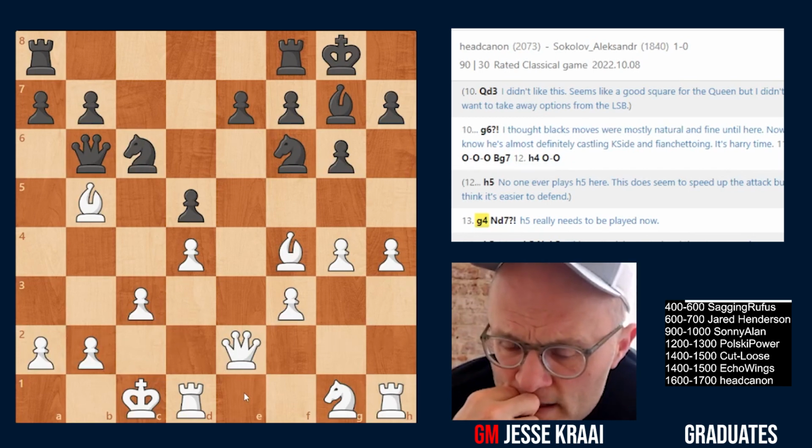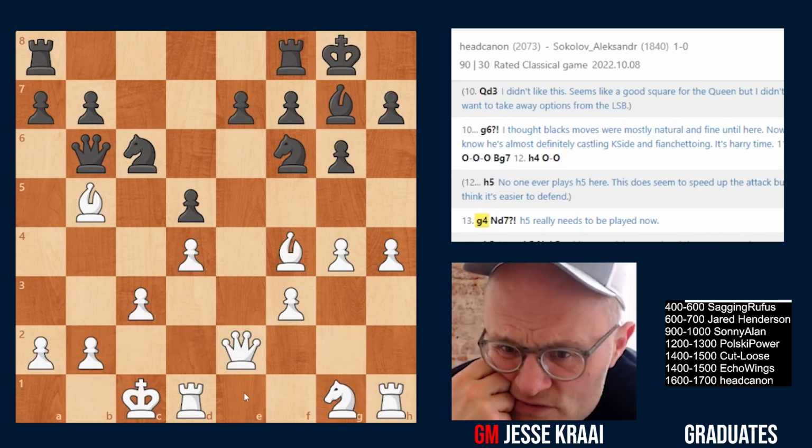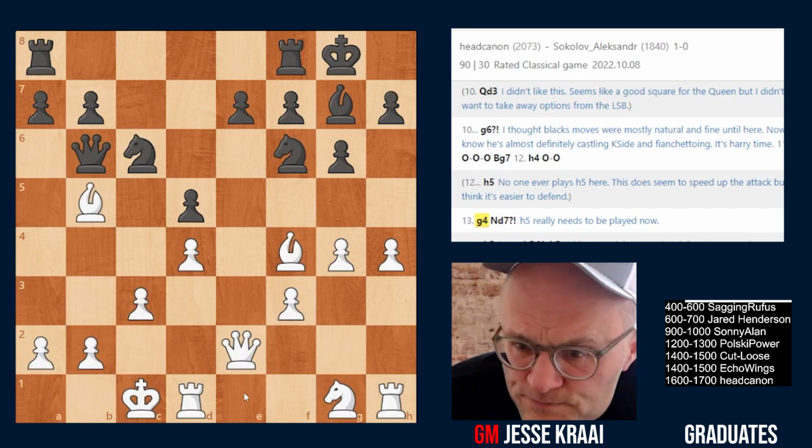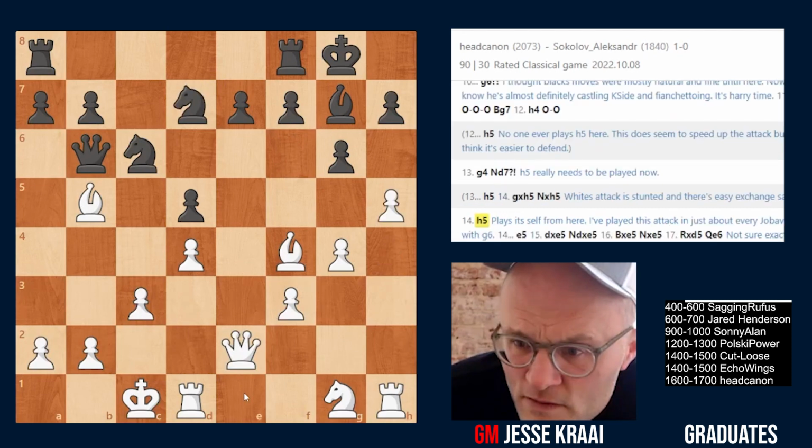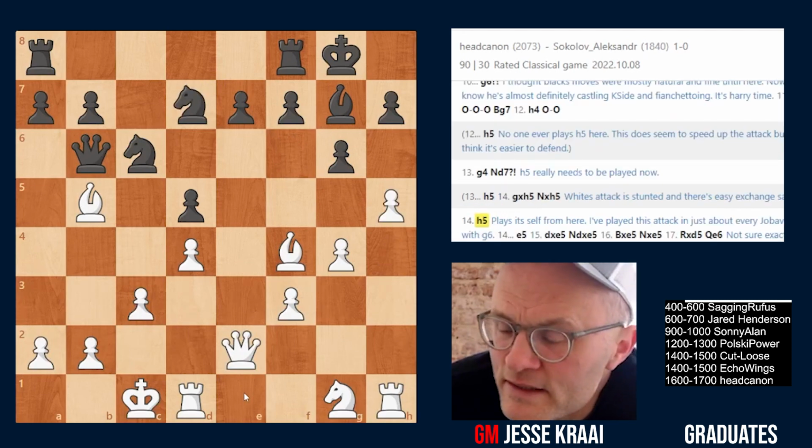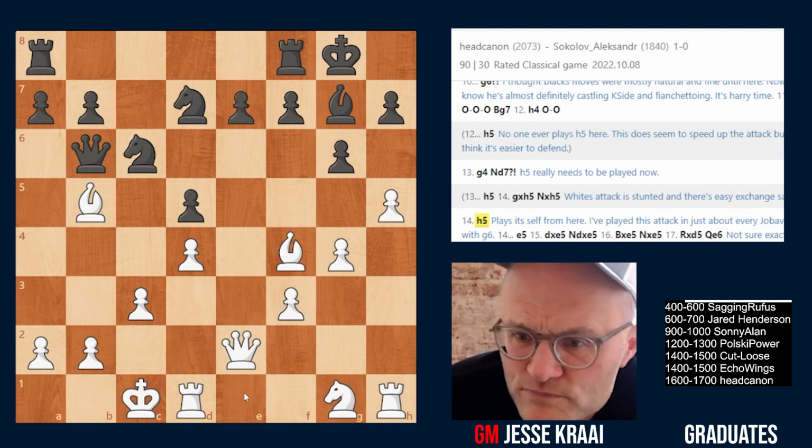Okay. A very basic way for him to play the position too, in addition to h5, is at some point just to play rook c8, threatening knight takes d4, and try to get some juice going against the white king. Good move. Now he says it plays itself from here. Let's see.